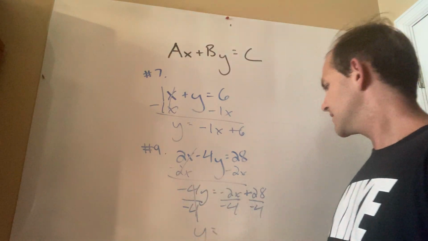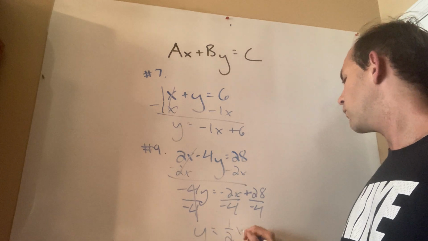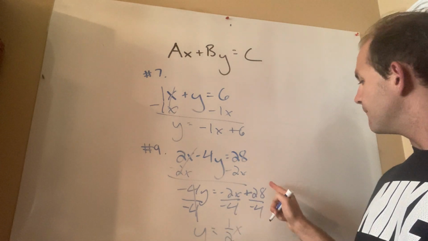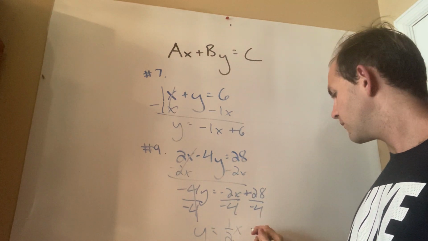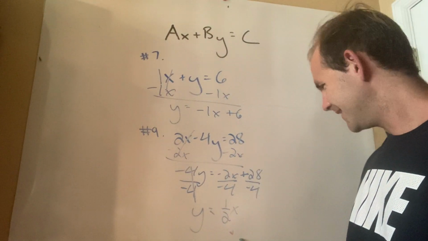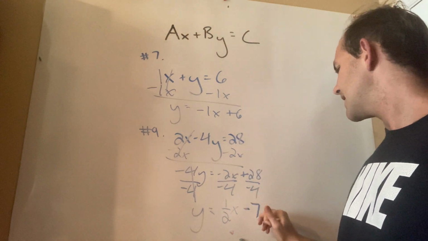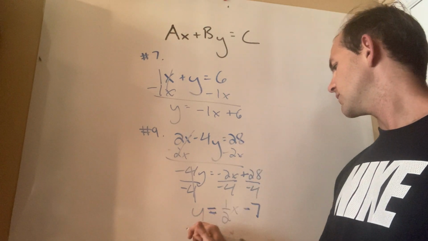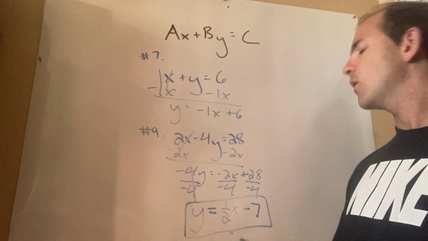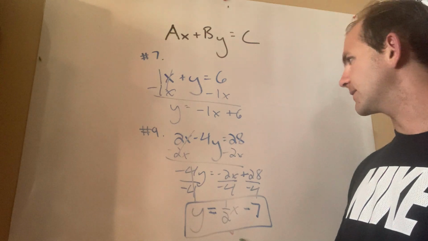So in this case, negative 2 over negative 4, that simplifies down to positive 1/2 x. And positive 28 over negative 4 is going to give me, I hope that's not going on the board. There we go. Positive 28 over negative 4 is going to give me negative 7. So in this case, my equation is y equals 1/2 x minus 7.